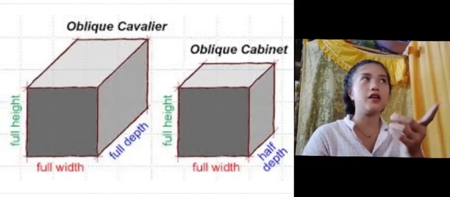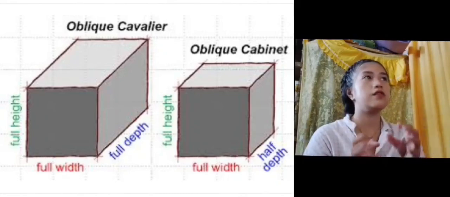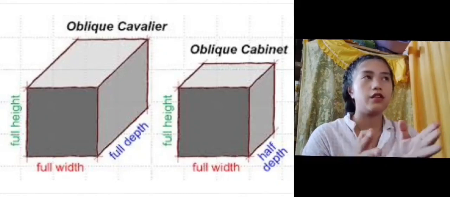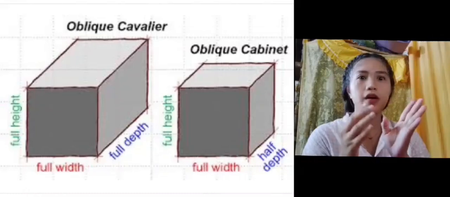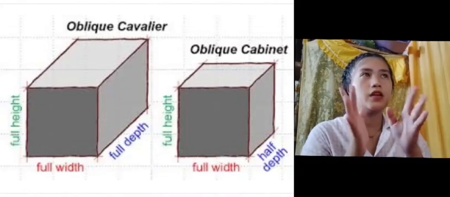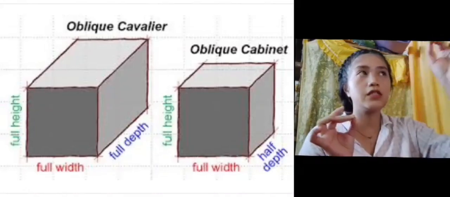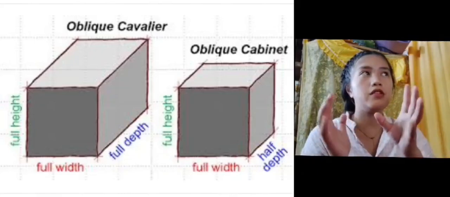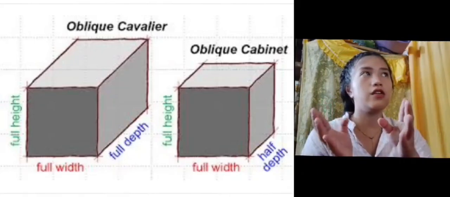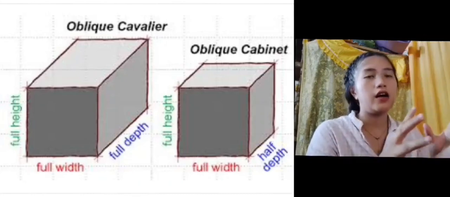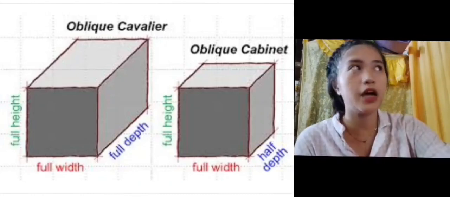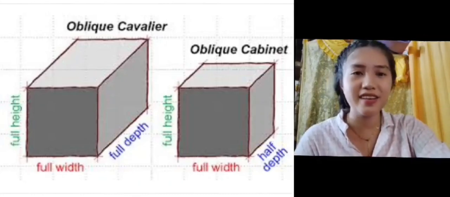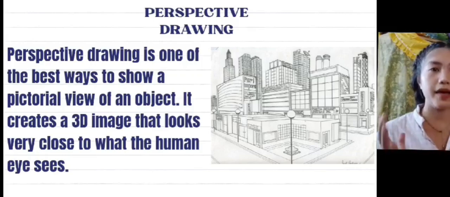Kita nyo ba dito sa PPT natin, we have the oblique cavalier and the oblique cabinet. As you can see, meron silang difference wherein the length of the oblique cavalier is parang mas pataas siya kaysa sa oblique cabinet. Kasi magkaiba yung sizes dito sa oblique cavalier kaysa dito sa cabinet.